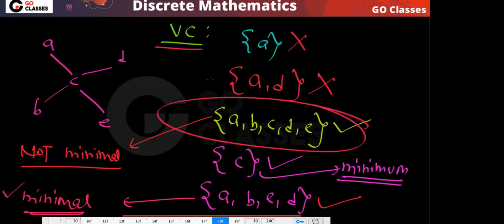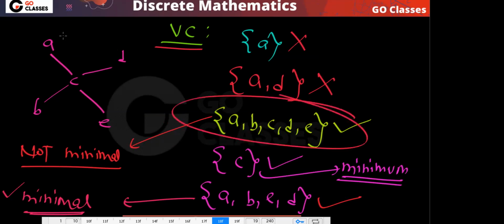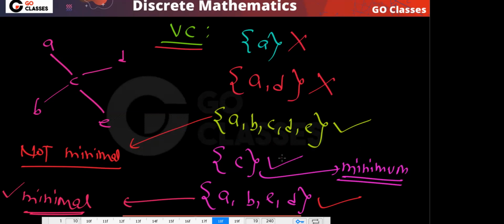So remember, this is also a vertex cover because it will cover all the edges. This will also cover all the edges. You can notice this is not minimal because you can remove C. You don't need C, this security guard you don't need. This is not minimal. You cannot remove anything from this one, and this is minimal also and minimum also.